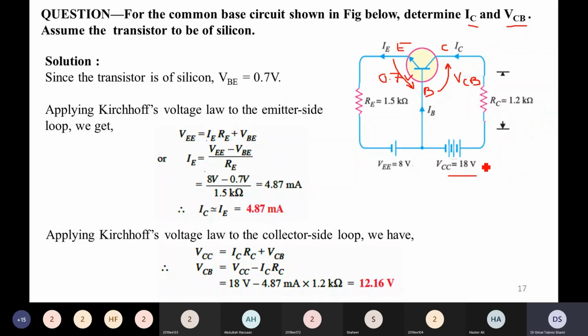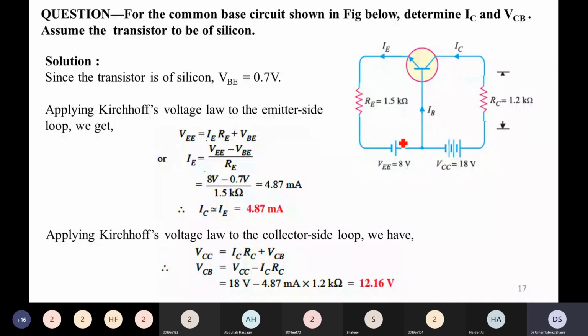So let us start with the solution. Since the transistor is of silicon, VBE is equal to 0.7 volts. The voltage between emitter and base is equal to 0.7 volts. Right, next, let us look at the circuit. Let us find the emitter current.